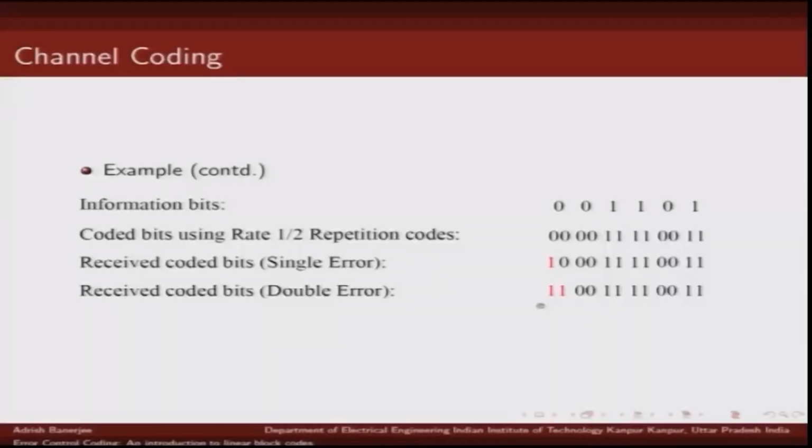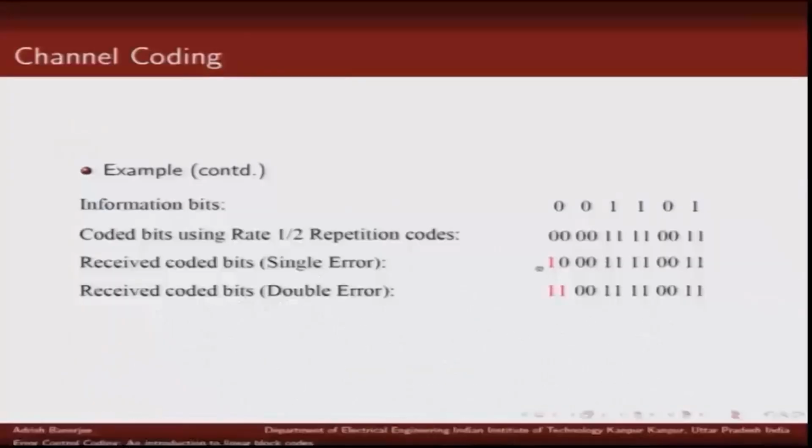So, this kind of thing happens when the error pattern is such that it transforms one code word into some other code word. Since 1 is a valid code word for 1, the decoder is not able to detect this error. So, this rate 1/2 repetition code is able to detect single error, but it is not able to detect double errors. Now, let us look at whether it can correct any errors.